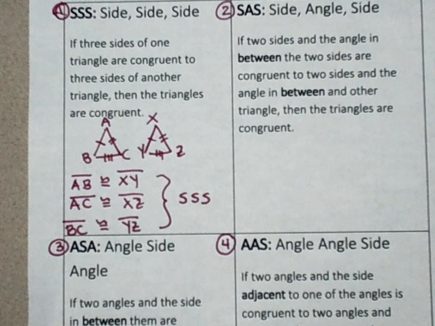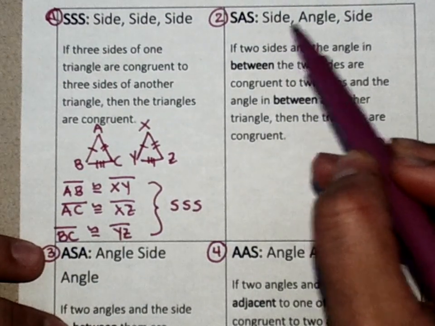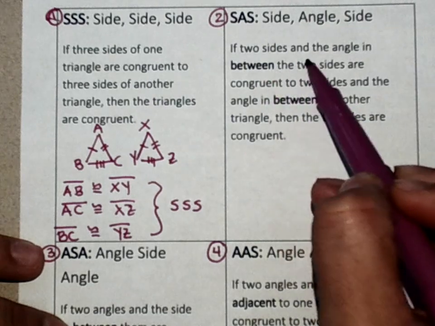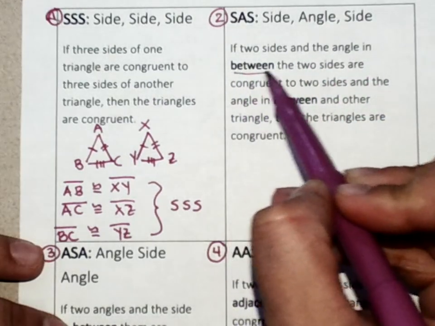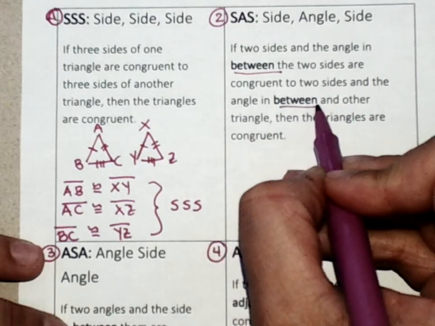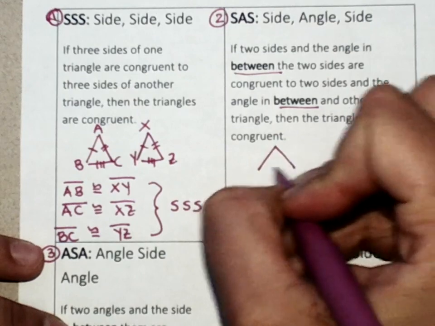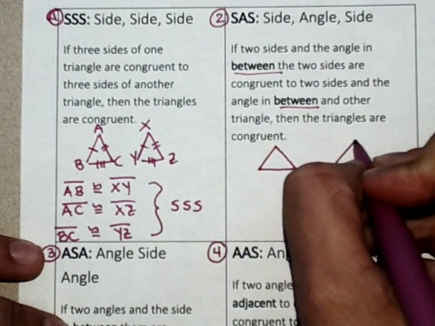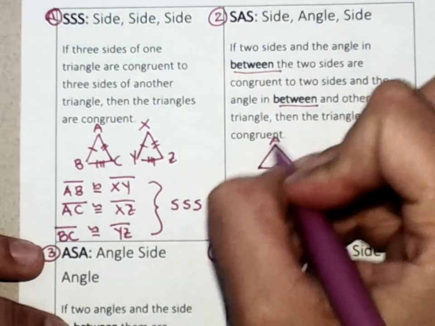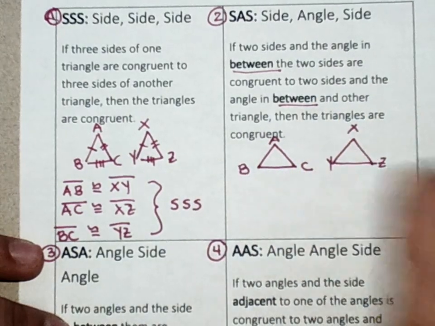If we wanted to take a look at this theorem again, we would go to the next one, which is side, angle, side. This is if two sides and the angle in between the two sides are congruent to two sides and the angle in between another triangle, the triangles are congruent. So let's say again we have triangle A, B, C, and X, Y, Z.